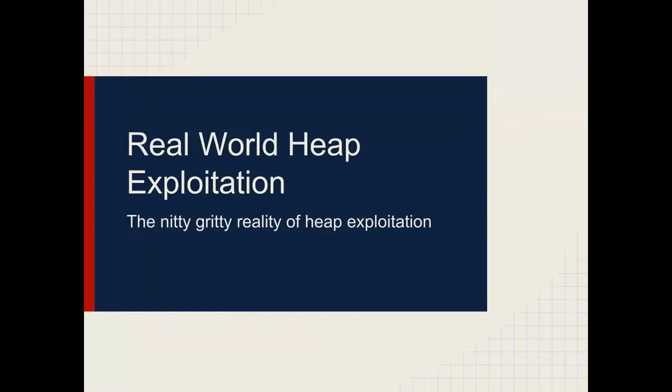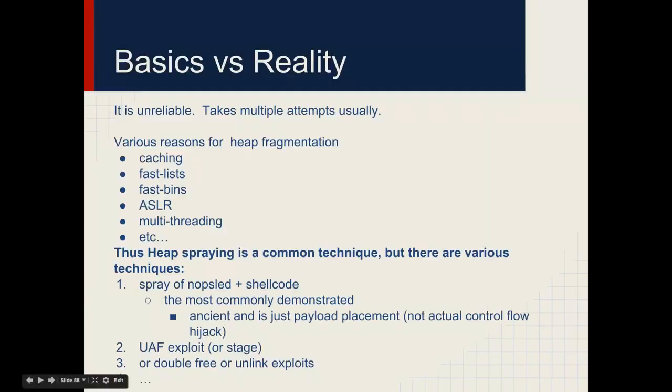Now let's discuss some of the nitty-gritty of real-world heap exploitation. The primary problem with heap exploitation is that it is generally unreliable. It takes multiple attempts usually to guarantee success. And there are various reasons for this. Heap fragmentation is the primary one, and there are a number of factors that cause it. Optimizations like caching, fast lists, and fast bins. Exploit mitigations like address space layout randomization, which we cover later in this lecture. Multi-threading and other application design issues may all contribute to causing heap fragmentation and complicating the exploitation of buffer overflows, use after free, and so on.